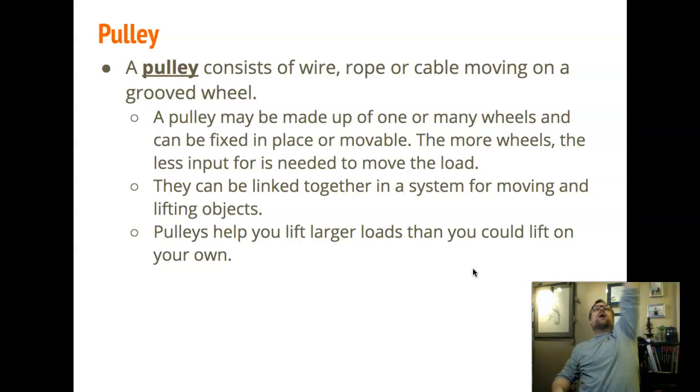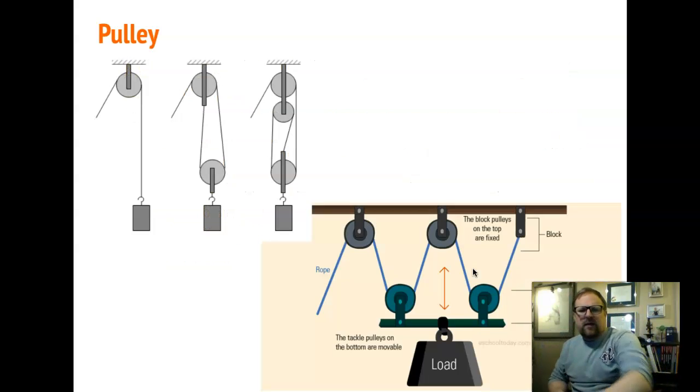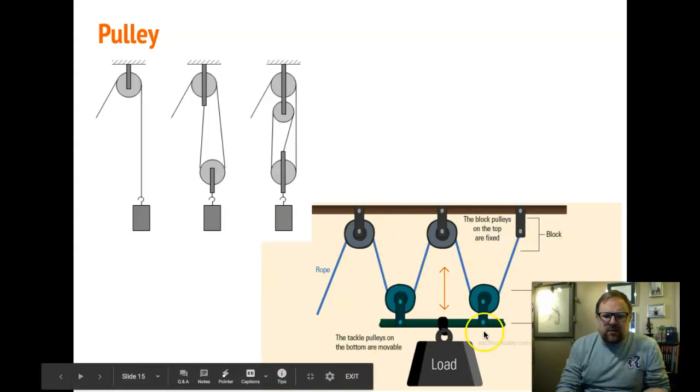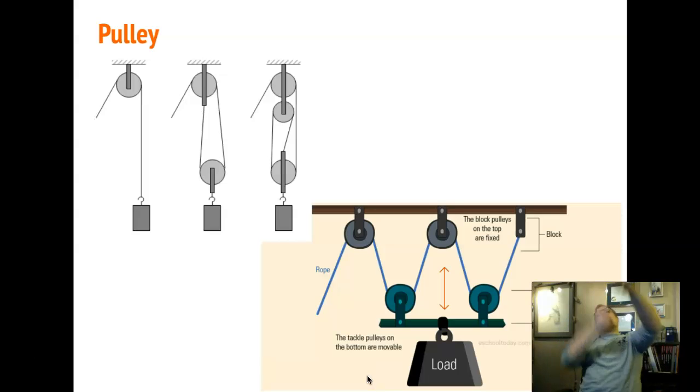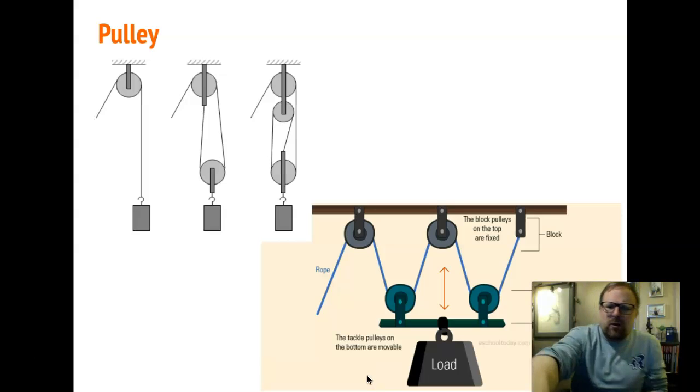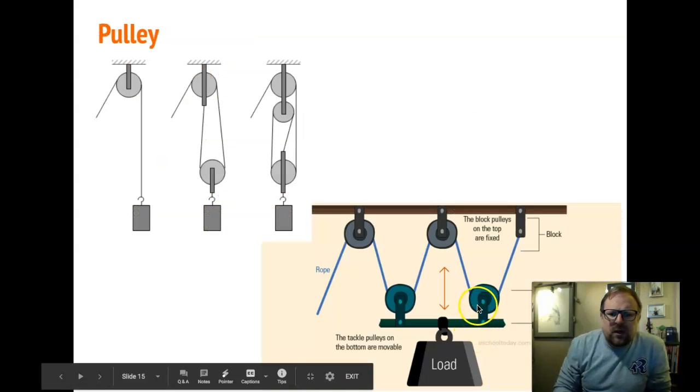However, if we used a block and tackle anchored above, which is basically a whole bunch of pulleys woven together, and that's kind of what you're seeing here. This is a block and tackle, a whole bunch of pulleys woven together, and we just pull on a rope. What's going to end up happening is all of these pulleys end up reducing the amount of input force that we have to put in to lift our load. Okay, so the block in a block and tackle is the anchored part at the top. The tackle is the part that moves at the bottom.